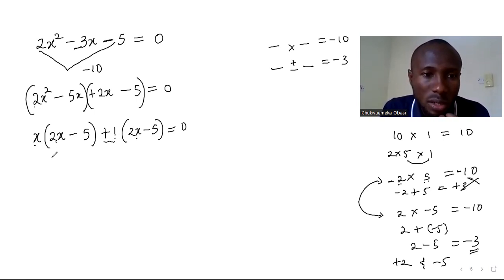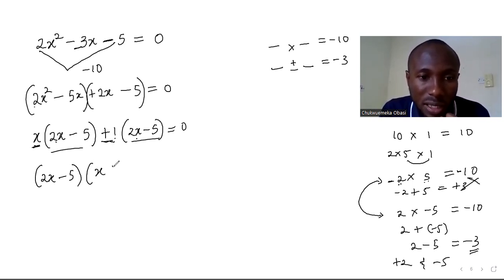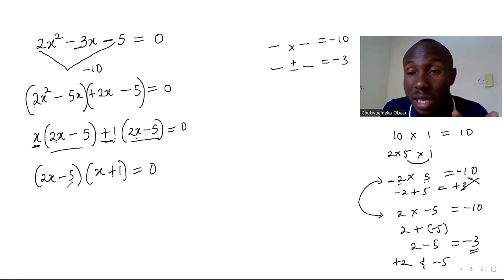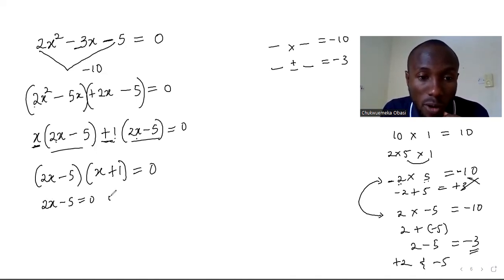And yeah, that's it. So now these two guys are common. We bring them out. So we've got 2x minus 5, and these guys here, we have them right here, x plus 1 equal to 0. And the next step is very simple, equating them to 0. So we've got x plus 1 equal to 0, and this guy is x equal to minus 1.